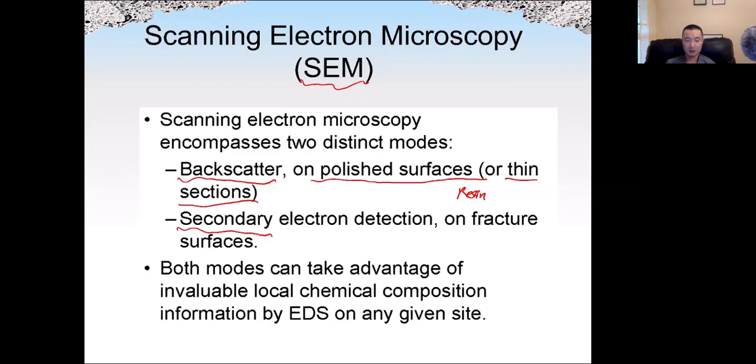The second mode is called secondary electron detection. It is on a fracture surface. Okay, so no preparation of the surface is necessary, as in the backscatter mode. And for both modes, we can use EDS. Okay, we're going to talk about EDS in a moment, but EDS can provide us with information about the chemical composition of the materials. Okay.